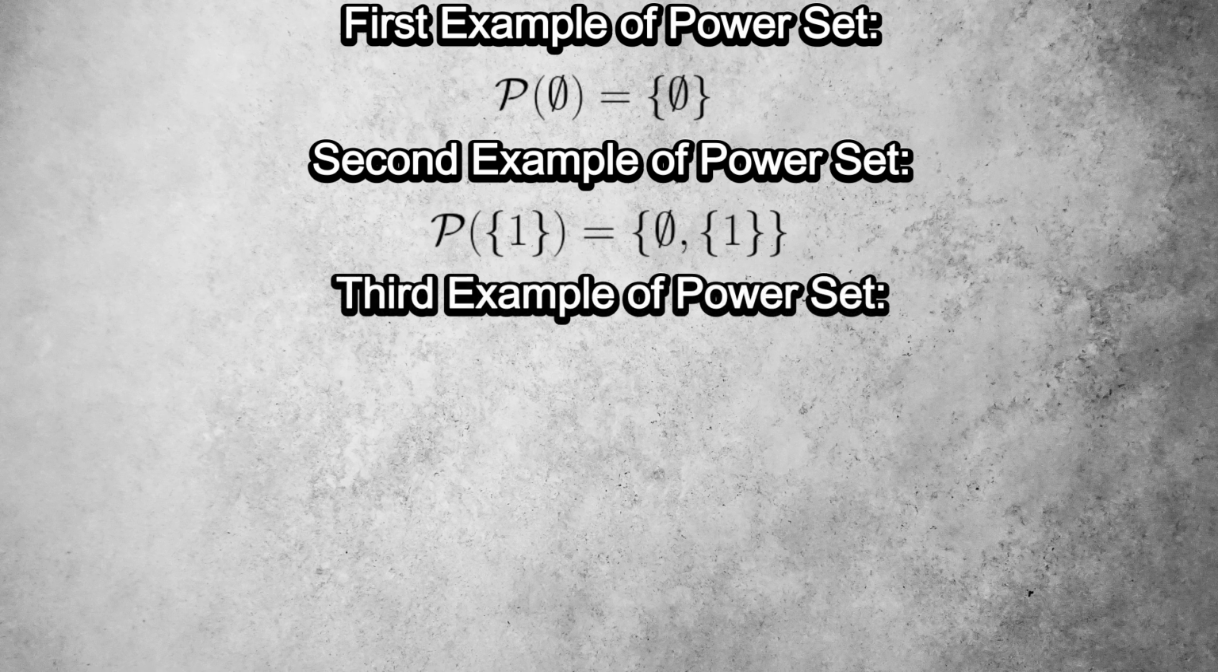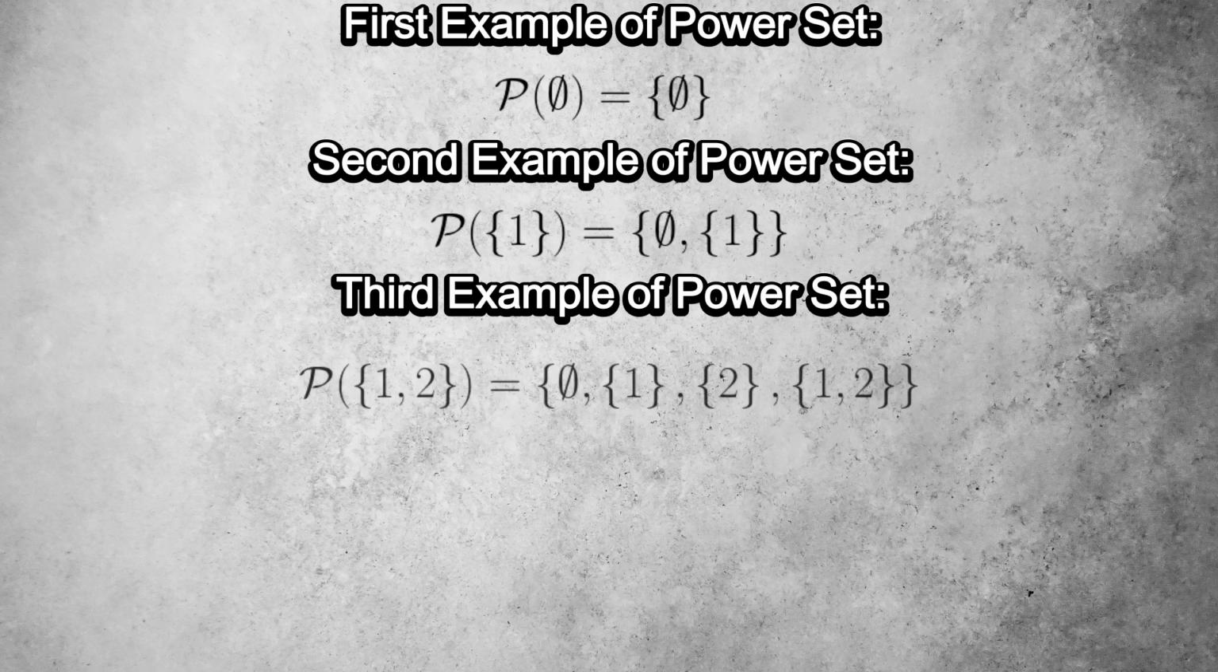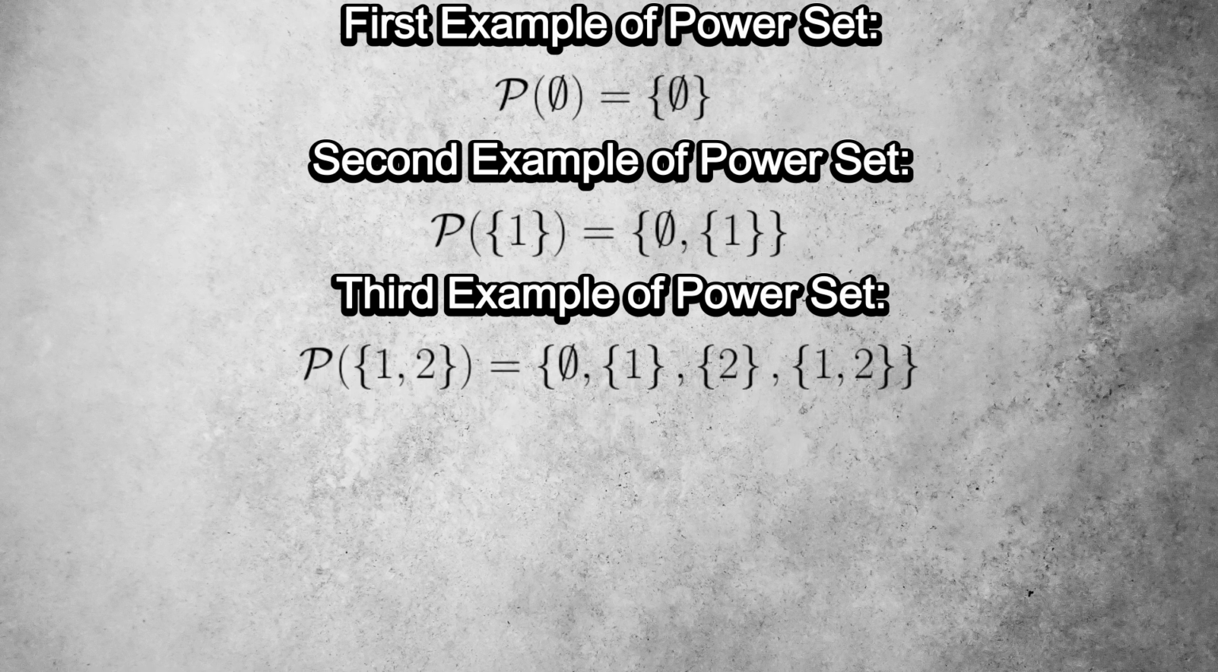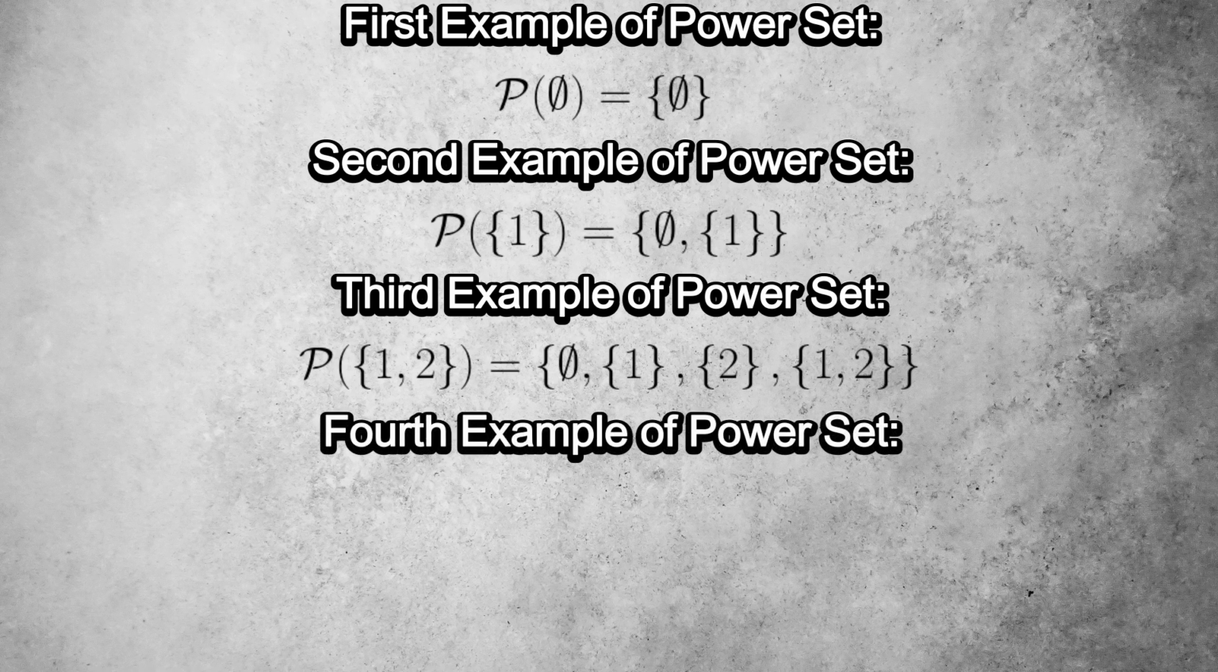In our third example, we have a set A with 2 elements, the numbers 1 and 2. And the subsets of this set are the empty set, the set that contains the number 2, the set that contains the number 1, and the set that contains the numbers 1 and 2, meaning the set A. Let us consider another example.